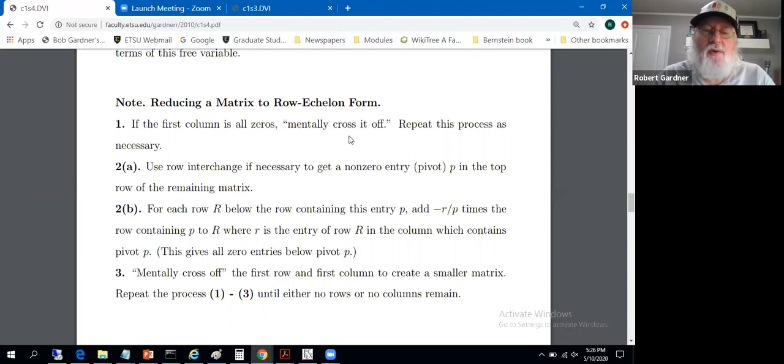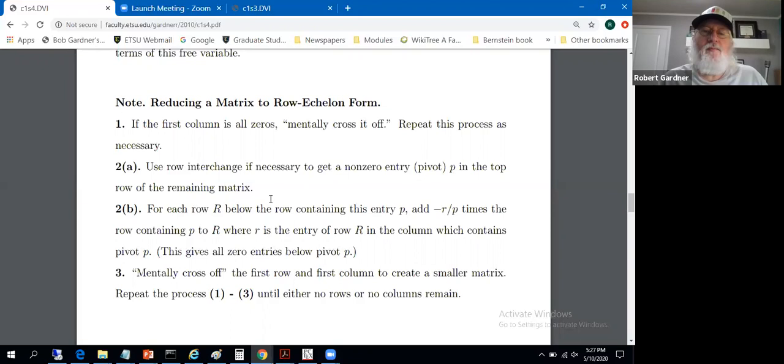Use row interchange, if necessary, to get a non-zero entry, a pivot, P, in the top row of the remaining matrix. All right. So what they're saying is, if this first part didn't apply, get a non-zero entry up there in that 1-1 position. I say get a 1 up there in that 1-1 position because arithmetic with 1 is easier. May not be an option. You can't do arithmetic with 0. That's why you had to do this crossing off of a column of all zeros initially. But move things around until you get a non-zero entry in the top row of the remaining matrix, in the 1-1 entry, if you've really crossed off other things.